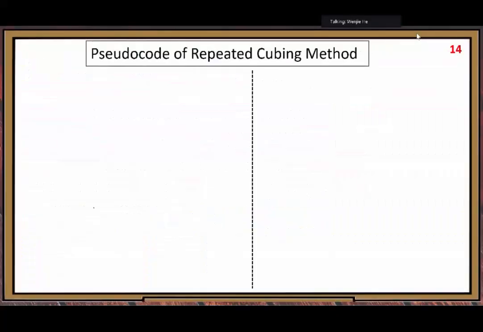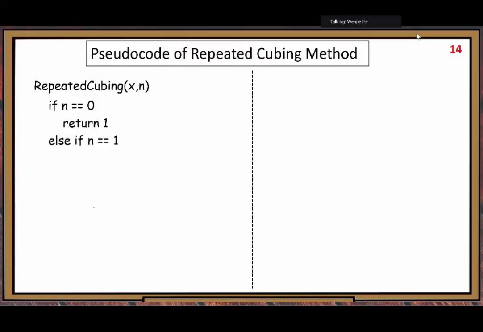Although we have the pseudocode part, pseudocode by analogy. After you understand the pseudocode of repeat squaring, we just do a small modification. The base cases are n equals 0, n equals 1, and n equals 2, right? Yes, because for cubing we need one more base case.